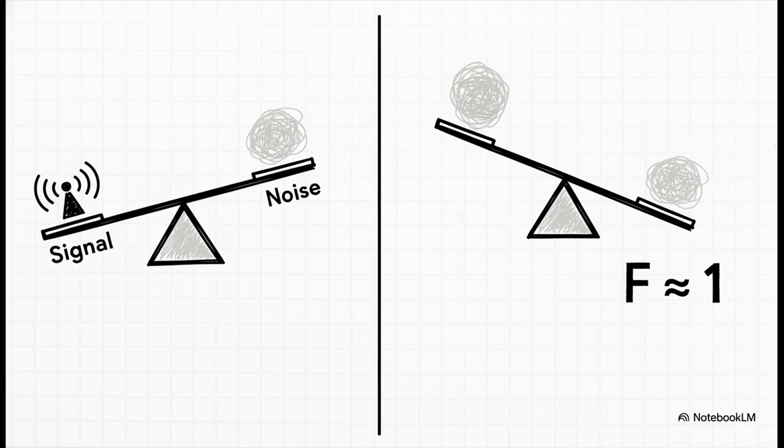Think about it. If the null hypothesis is true, meaning there's no real difference between the groups, then the signal should be about the same size as the noise, right? So our F statistic should be somewhere around 1. But if the alternative hypothesis is true, and there is a real difference, then our signal is going to be stronger than the noise, and our F statistic is going to be greater than 1.